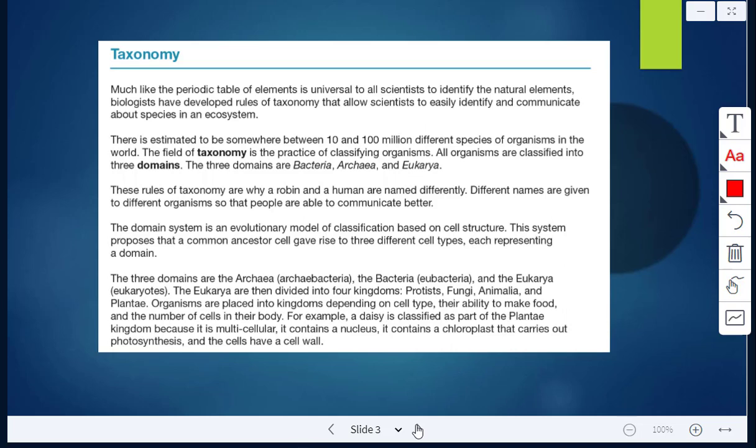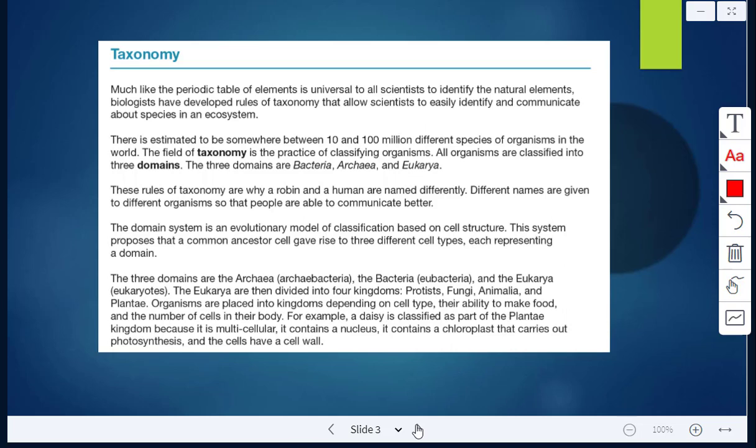So this domain system is an evolutionary model of classification based on cell structure. This system proposes that there was a common ancestor cell that gave rise to these 3 different cell types, each representing a domain. So like I said, the 3 domains: the first one, archaea, also called archaebacteria. The second one is the bacteria or eubacteria, and then eukarya, which is also known as eukaryotes.